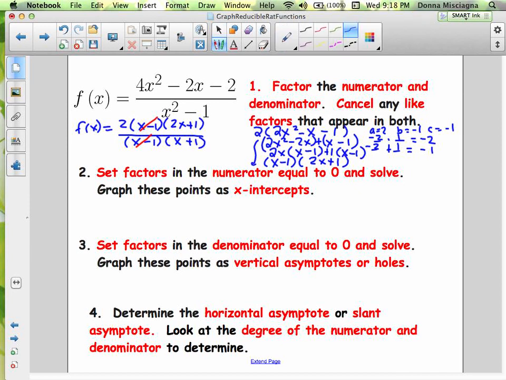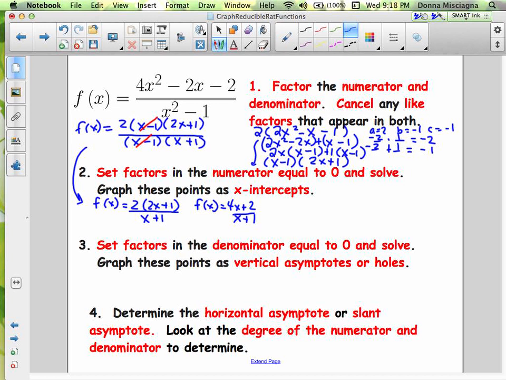So in reduced form, I guess I wrote too big over here. In reduced form, I'll put it over here. All right, our function is f of x equals 2 times 2x plus 1 divided by x plus 1. And we could write it like that, or we could distribute the 2. It doesn't make a difference. Or we could write f of x equals 4x plus 2 over x plus 1.